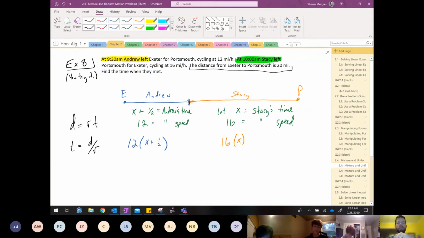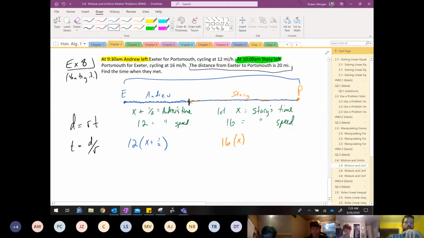We're not going to subtract them. All right, look at my picture here. This is the amount of distance that Andrew has ridden, and this is the amount of distance that Stacy has ridden. And from here to here is 20. So I don't want to subtract, I want to add them. Yeah, we're going to add them up and set them equal to that 20.